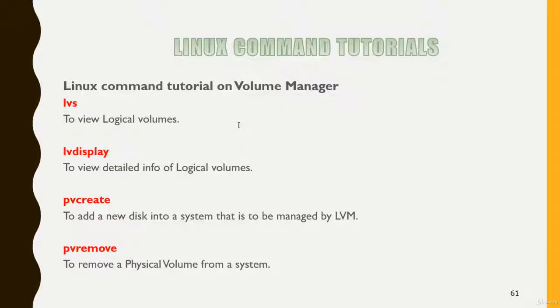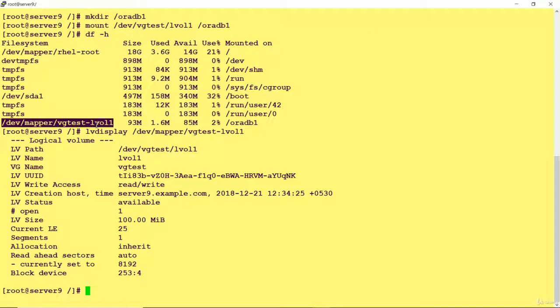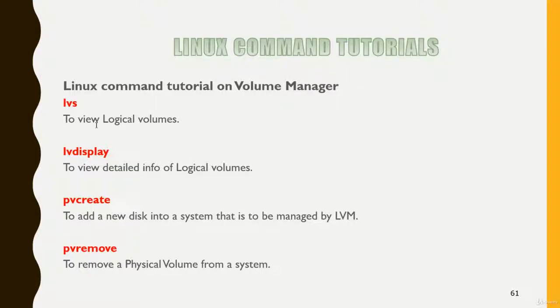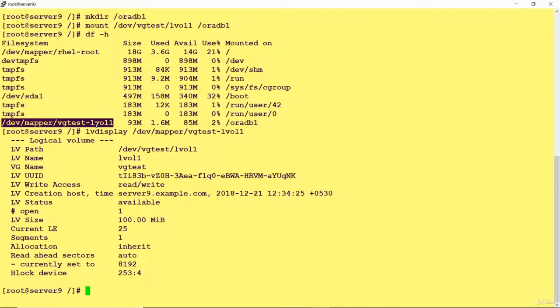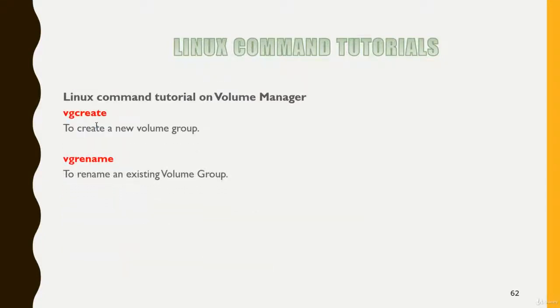So we have learned a lot of commands. Let's see. lvdisplay, we forgot. If you pass lvdisplay and simply give this, you will get details about this logical volume. pvremove, if you want to remove the physical volume, you can simply remove it. vgcreate, we have understood. vgrename, if you want to rename your volume group, like my VG is vg_test, and you want to rename it from vg_test to something new, you can give it. vgremove, if you want to remove the volume group.